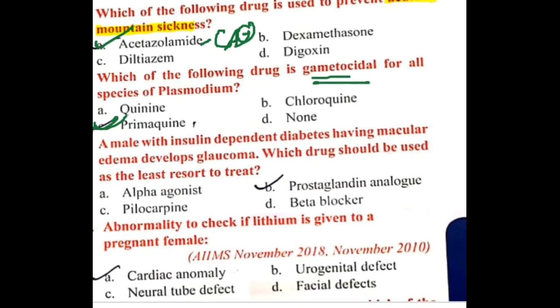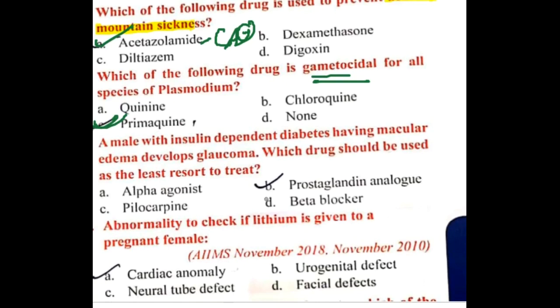Then the next question, a male with insulin dependent diabetes having macular edema develops glaucoma. Which drug should be used as a least resort to treat? Okay, so here a patient with insulin dependent diabetes mellitus with macular edema and glaucoma, which of the following drugs should be the least resort to treat?